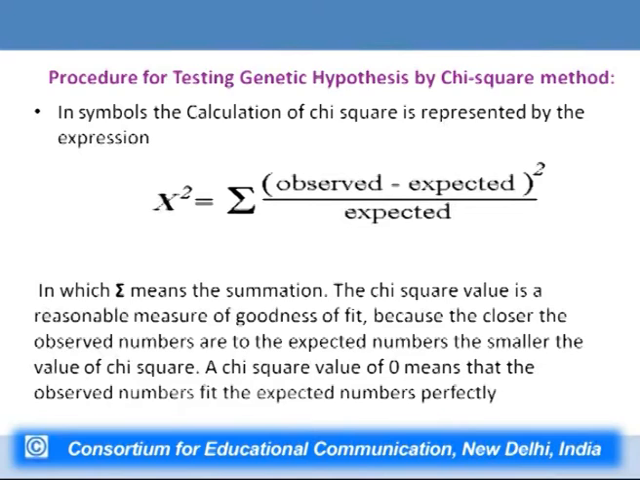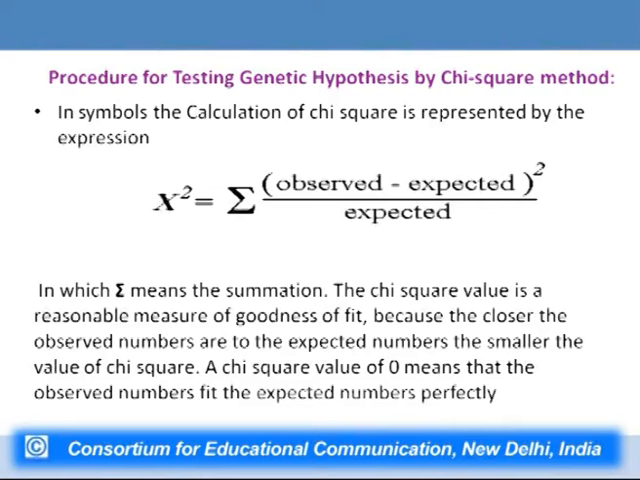In symbols, the calculation of chi-square is represented by the given expression, wherein chi-square is the summation of (observed minus expected) whole squared, divided by the expected value. The chi-square value is a reasonable measure of goodness of fit, because the closer the observed numbers are to the expected numbers, the smaller is the value of chi-square.